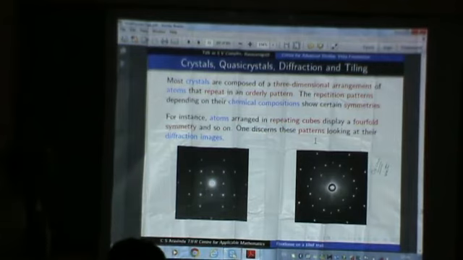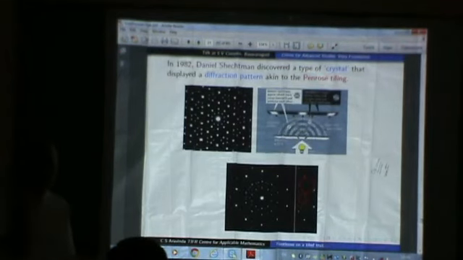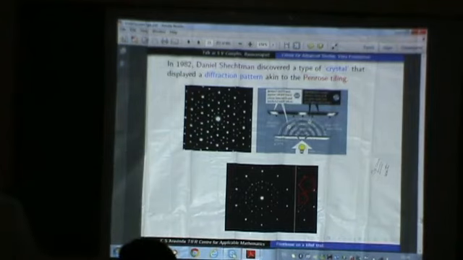Next slide. So I talked about something called a quasicrystal. What is a quasicrystal? It was discovered by a person called Daniel Shechtman. By the way, he was here in India just earlier this month at the Indian Science Congress in Mysore. Dan Shechtman gave a talk on quasicrystals.